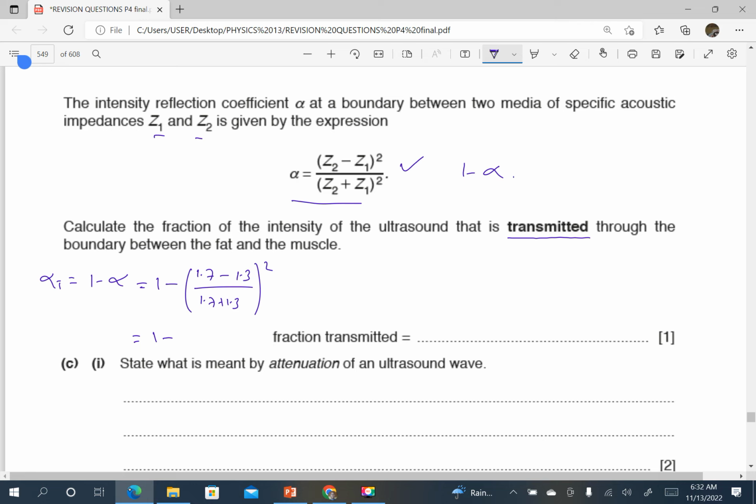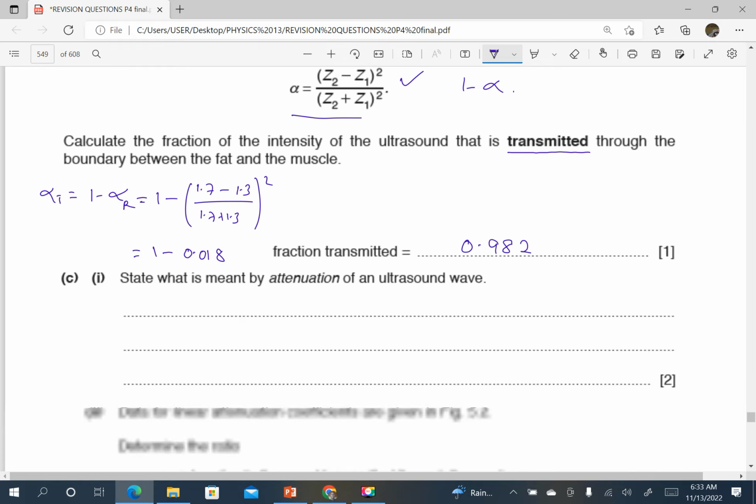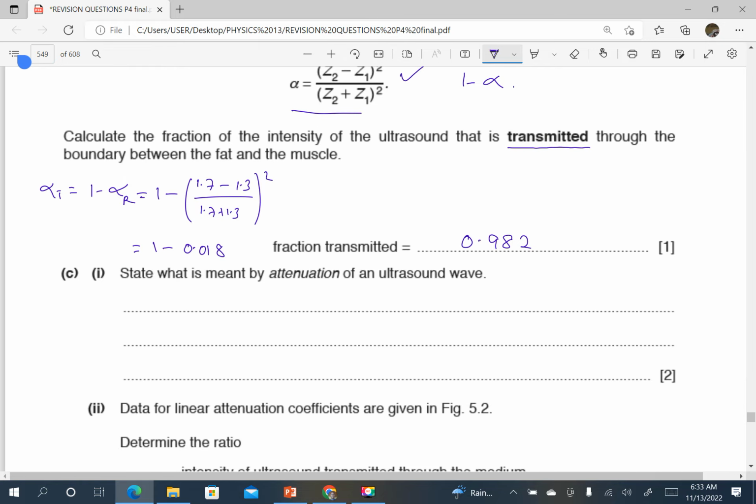So from my calculator, this is 0.018, which when I subtract 1 minus that, this is 0.982 to 3 significant figures. Okay. State what is meant by attenuation.